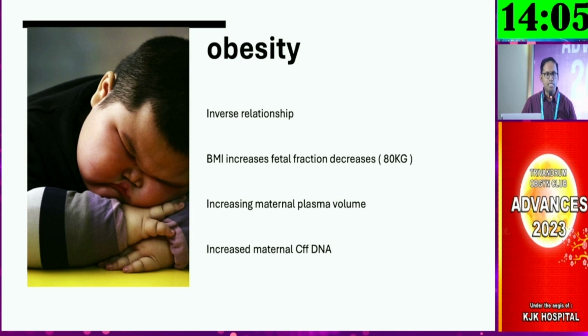Now, obesity, you get low fetal fraction because the amount of maternal circulating free DNA is going to be very high. So in a mother that is obese with a BMI over 30, you're going to look at the maternal blood and you will find that there is a lot of free DNA that is coming from maternal cells. And therefore, indirectly, the proportion of concentration of fetal DNA is going to go down.